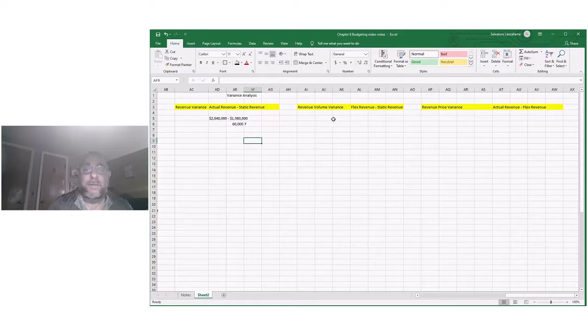If we look at revenue volume variance, that's your flex revenue minus your static revenue. $2,080,000 minus $1,980,000. That's going to give us $100,000 difference, and being a positive number, and again, your actual is higher than your budget, favorable.